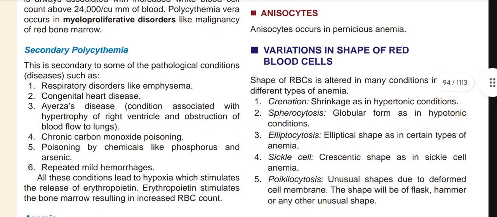Variation of shape of red blood cells. Now, the shape of the RBCs is altered in many conditions, including different types of anemia. Crenation: shrinkage, as in hypertonic condition. Spherocytosis: globular form, as in hypotonic condition. Elliptocytosis: elliptical shape in certain types of anemia.